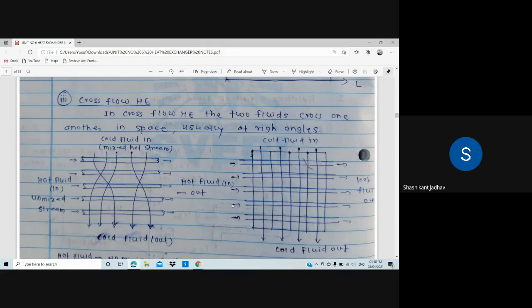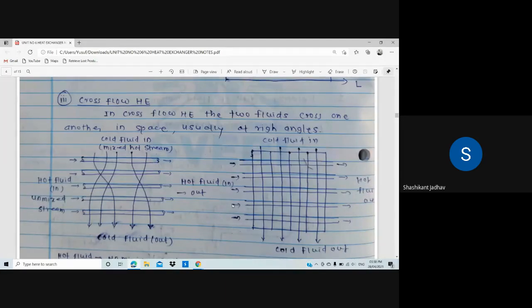ओके, म्हणजे जे काही दोन फ्लुइड मूव्ह होणार आहेत ते एकमेकाला राईट अँगल मध्ये मूव्ह होणार आहेत. Okay, that is nothing but cross flow heat exchanger. So in cross flow heat exchanger the two fluids cross one another in space, usually at right angles. And all of you draw these two diagrams.